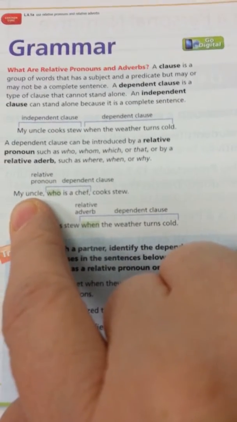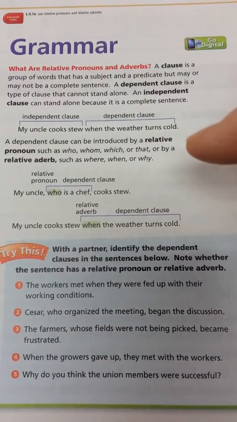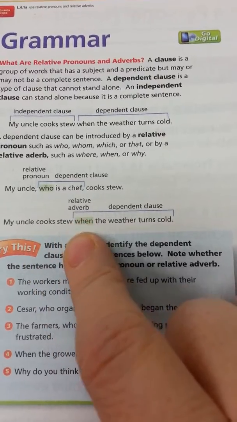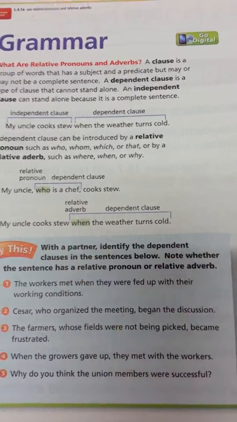In this example, my uncle, who is a chef, cooks stew. Who is a relative pronoun. My uncle cooks stew when the weather turns cold. When is a relative adverb.